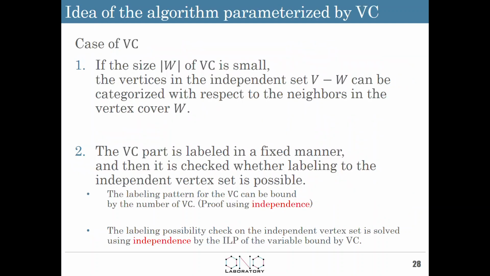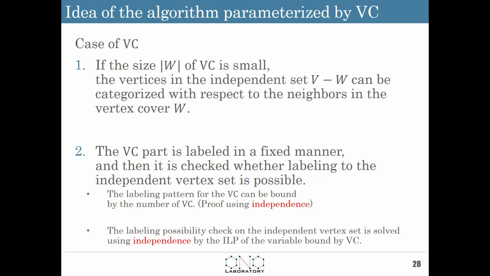The idea of our algorithm is based on the FPT algorithm parameterized by vertex cover. In the case of VC, the vertices in the independent set V minus W can be categorized with respect to the neighbors in the vertex cover, and the vertices in the vertex cover side are labeled in a fixed manner. Then, we can try all the possible placements of labels in the vertex cover, and for each partial labeling, we only have to consider the unlabeled vertices in the independent set.